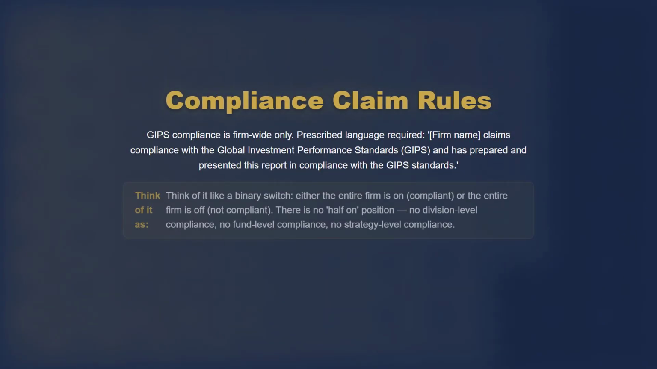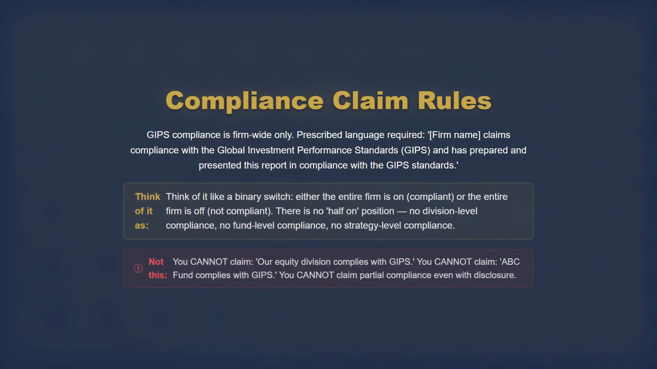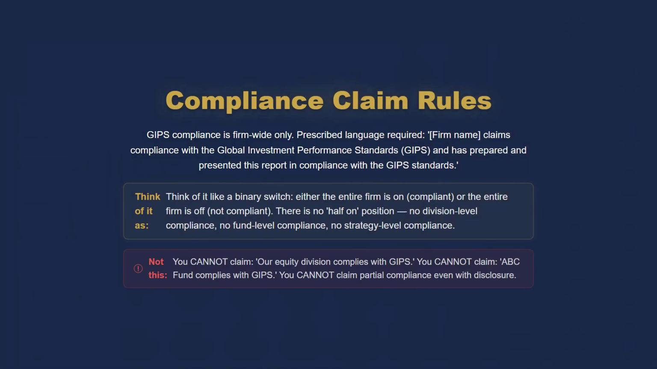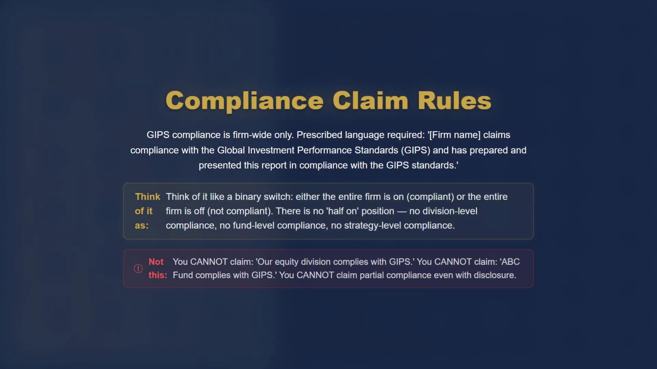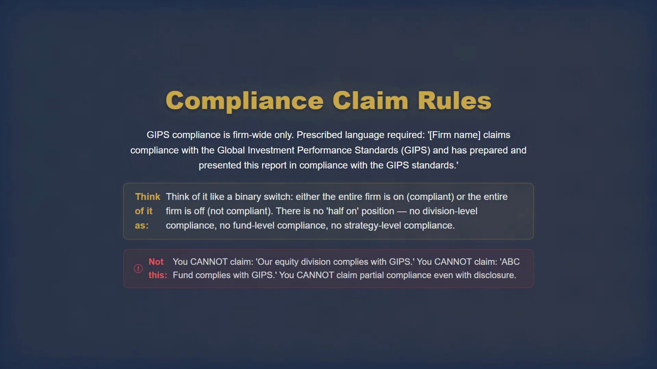Here is a GIPS rule that generates more wrong answers than almost any other. The compliance claim must be firm-wide, and the exact wording is prescribed. A firm cannot say, "Our equity division complies with GIPS." That is a violation, period. GIPS compliance is an all-or-nothing, firm-wide switch. Either the entire firm complies or the firm does not comply.